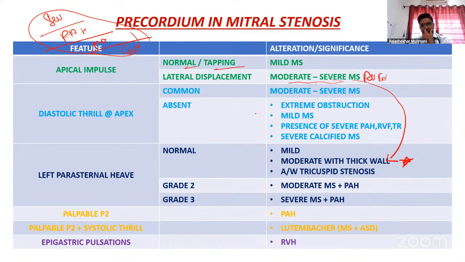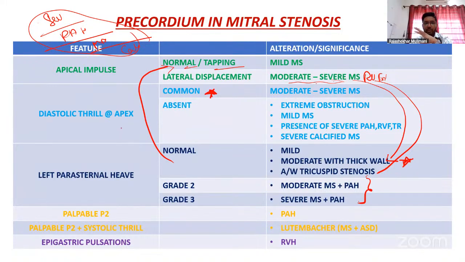In mitral stenosis, the apical impulse can be displaced laterally due to RV enlargement. Simultaneously, it can have a grade 2 to grade 3 parasternal heave depending on the severity of the coexistent pulmonary artery hypertension. Or if it is very mild MS, the parasternal heave can be normal and the apical impulse can also be normal. And I was mentioning the diastolic thrill. It is very common.